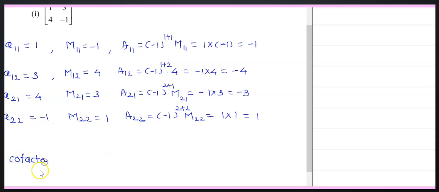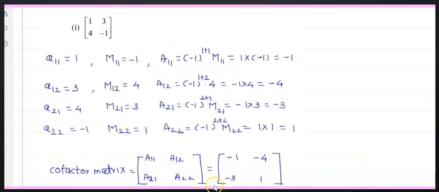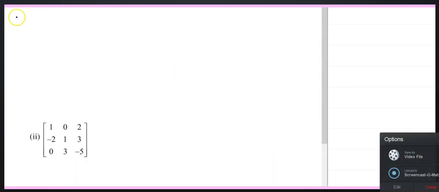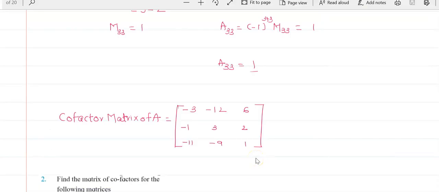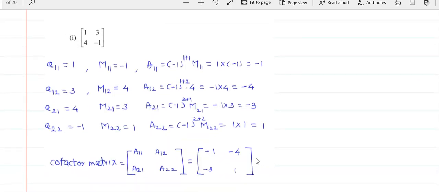Therefore the cofactor matrix A11, A12, A21, A22 is equal to, substituting the elements, -1, -4, -3 and 1. And this is the answer. Now if you want to write this down, you can. You can take a screenshot of this.